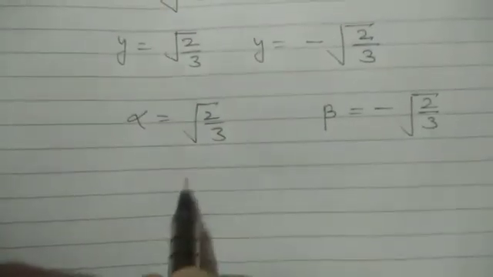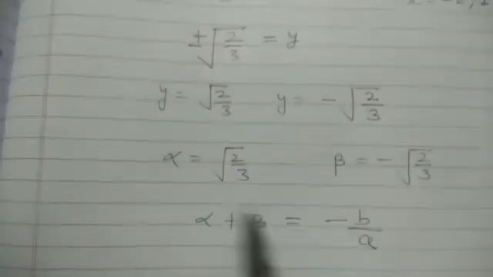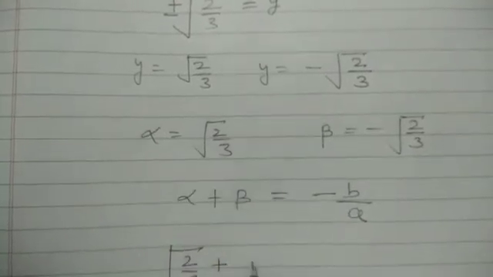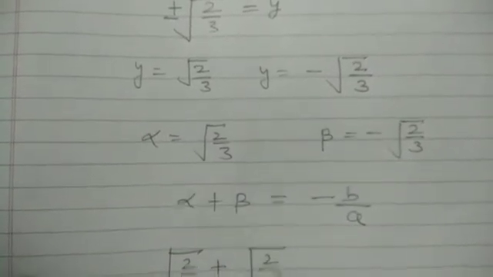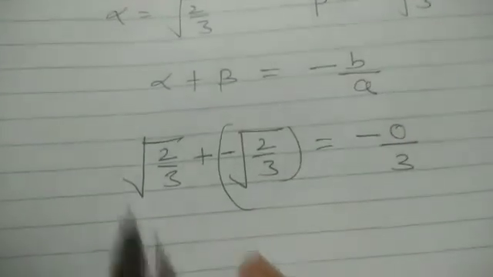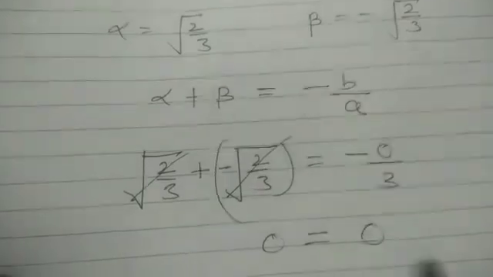Now we will verify. Sum of the zeros, alpha plus beta, is equal to minus b upon a. What is alpha? Root 2 by 3, plus beta, beta is minus root 2 by 3. What is b? You can see b is 0. And what is a? a is 3. Now root 2 by 3 plus minus root 2 by 3 get cancelled. So 0 equals 0.